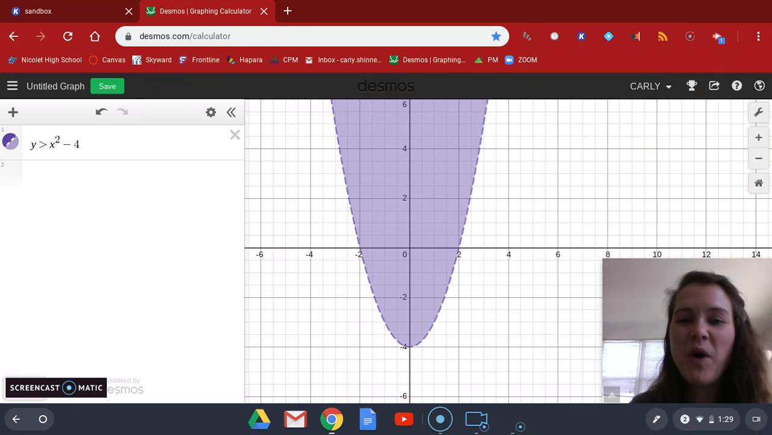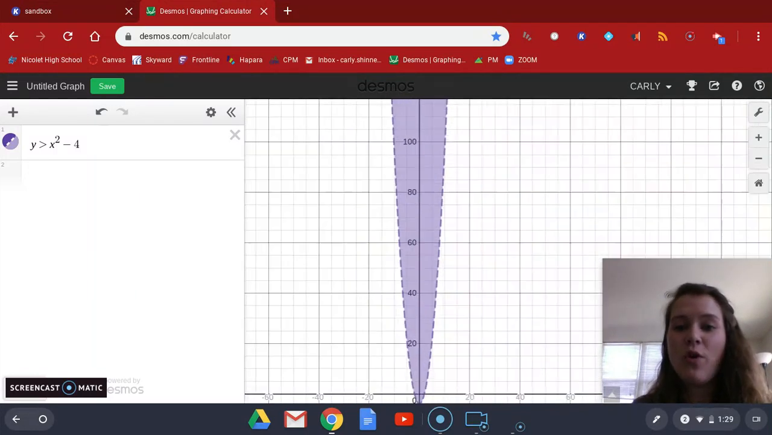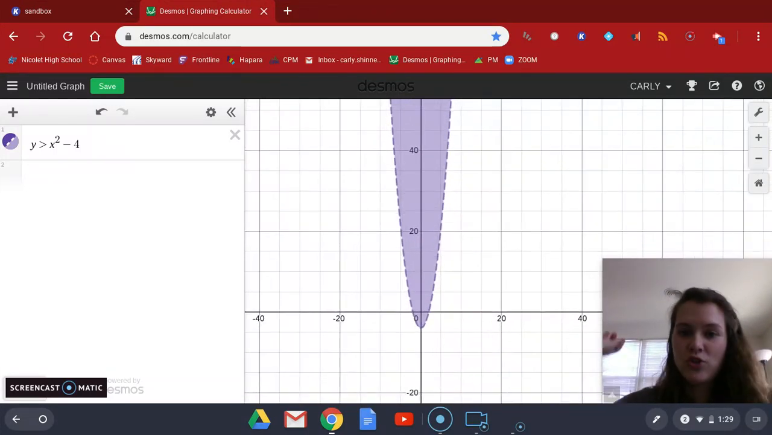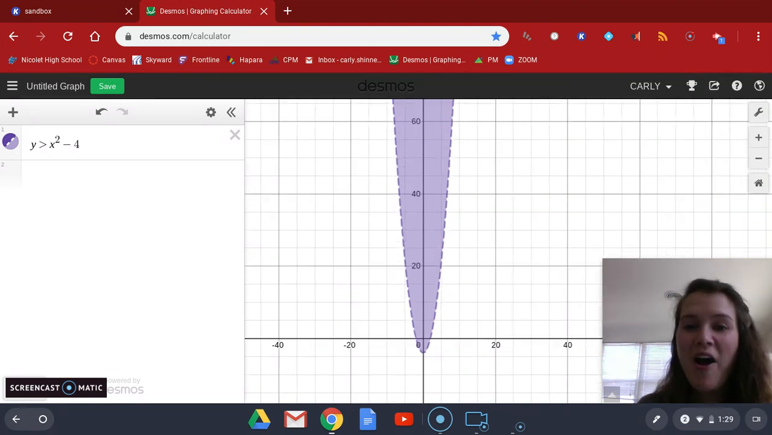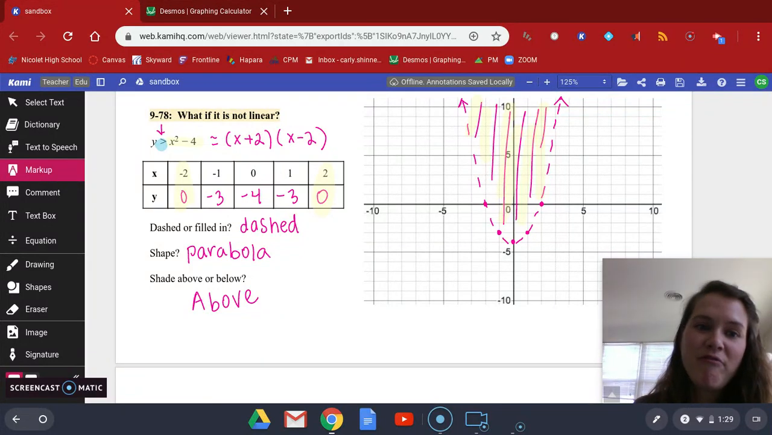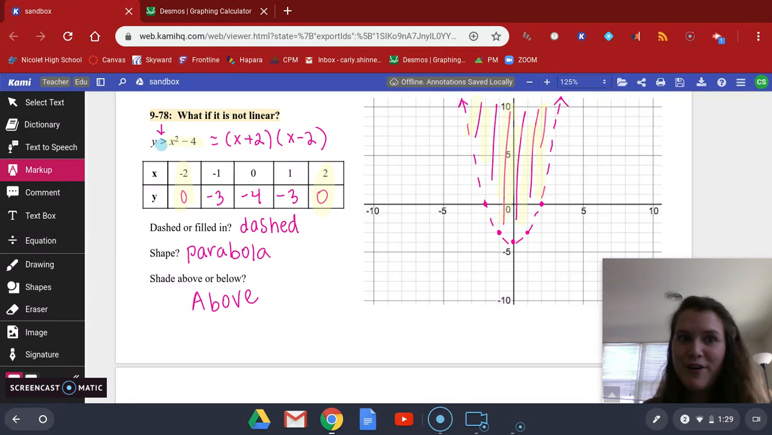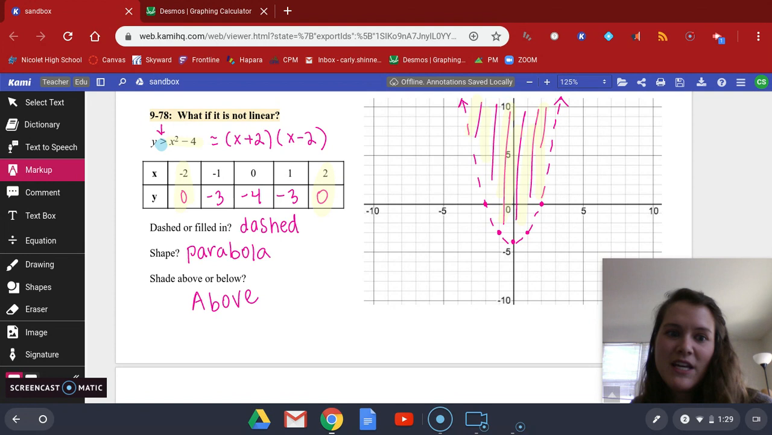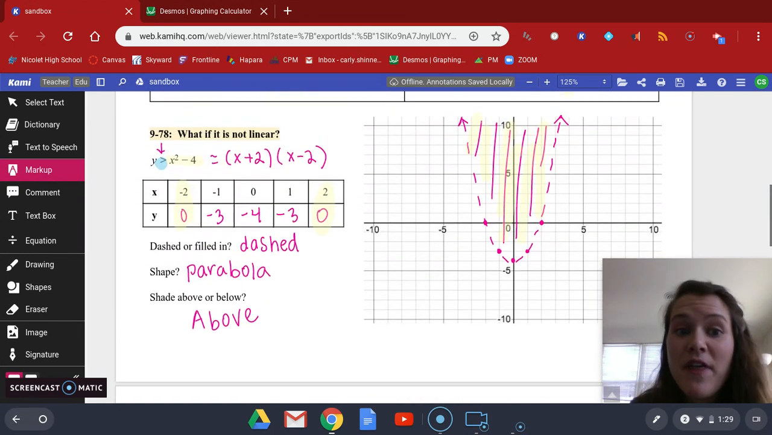So that's kind of how this works, right? And I love Desmos because you can extend and see that solution is going up and up. That solution set goes all the way up into infinity and beyond. So cool. That is what you would do if it's not linear, right? So your boundary doesn't have to be linear. It can be anything. So feel free to play around with that. What if it was cubic? What if it was this? What if it was that? So that's how that works, folks.